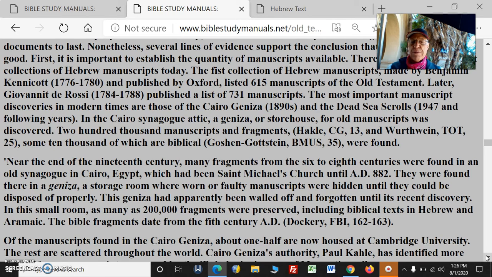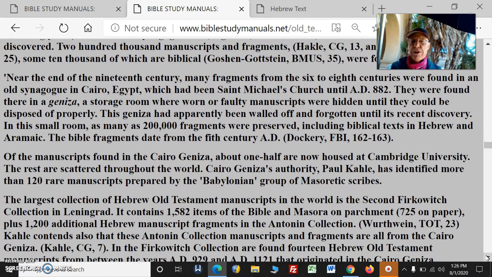In this small room, as many as 200,000 fragments were preserved, including biblical text in Hebrew and Aramaic. The Bible fragments date from the 5th century AD. Of the manuscripts found in the Cairo Geniza, about one half are now housed in Cambridge University. The rest are scattered throughout the world. Cairo Geniza's authority, Paul Kahle, has identified more than 120 rare manuscripts prepared by the Babylonian group of Masoretic scribes.